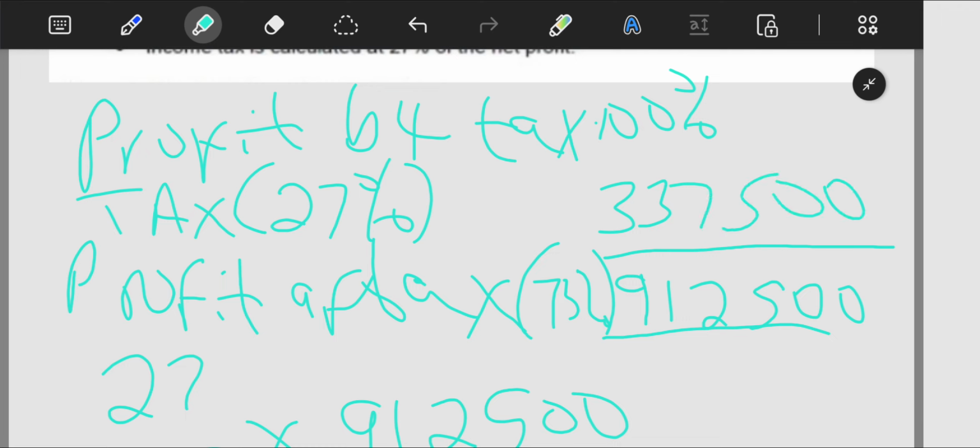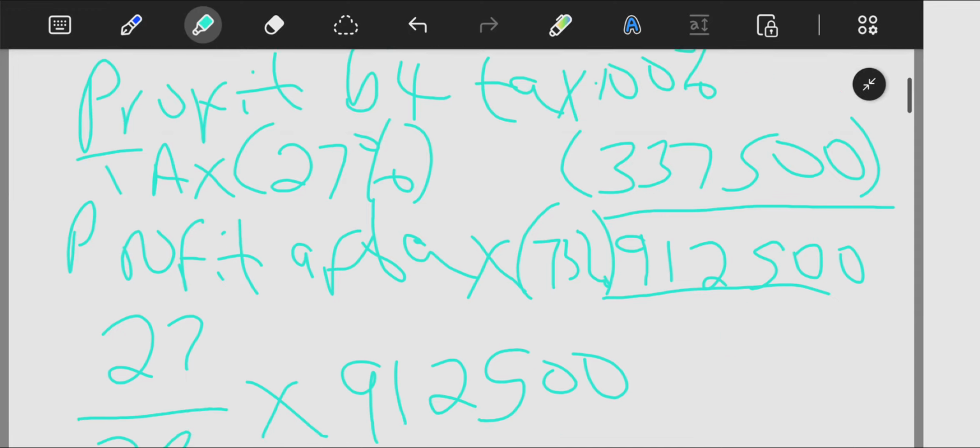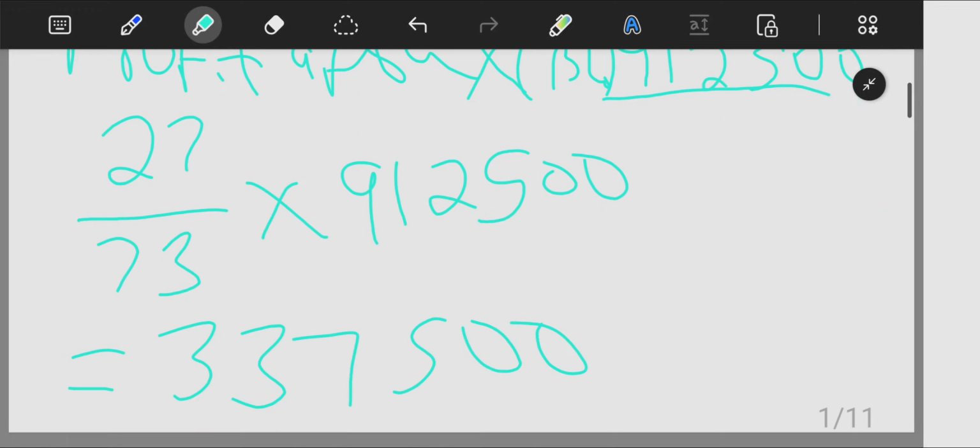337,500. So, how much was our profit before tax? We don't need it for this question to answer this, but we can find it, isn't it? Because it's this minus this is equal to this. Or we can just say we need 100%. Let's say now we need 100% from our equation.